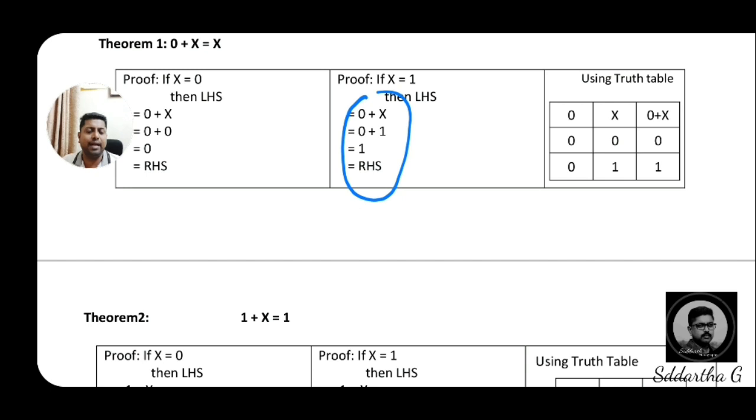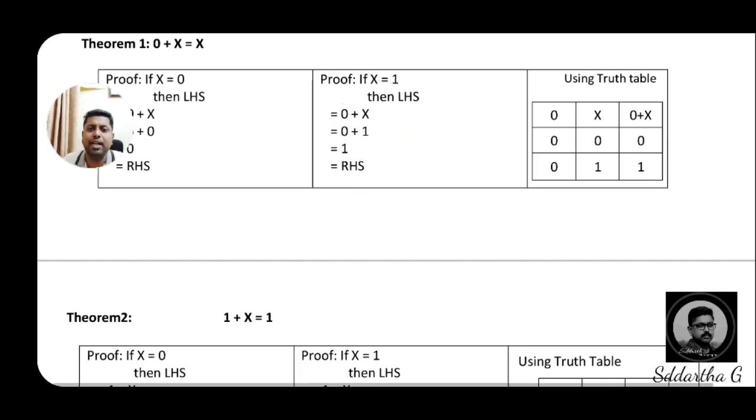0 plus x, that should be the LHS expression. Now I am applying where x is there, instead of x I am applying 1. So then 0 plus 1, according to logical addition rule, 0 plus 1 is equals to 1. So hence 0 plus 1 is equals to 1. LHS is equals to RHS. So this is the perfect induction method.